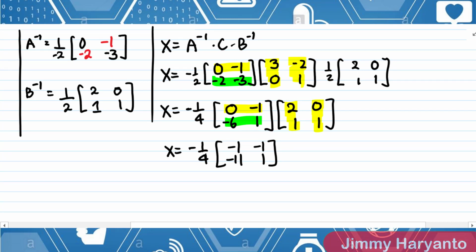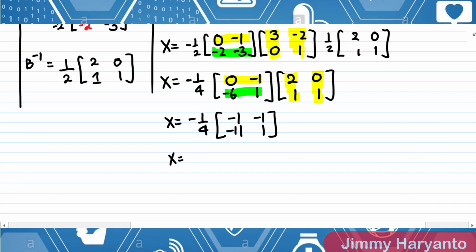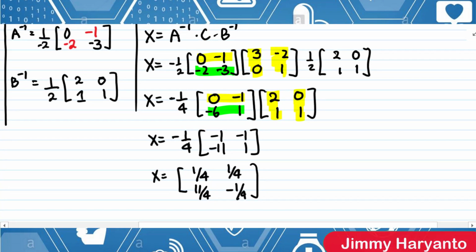You can leave it like this, or maybe you can multiply the negative 1 over 4 inside the matrix. 1 over 4, 1 over 4, 11 over 4, and negative 1 over 4. Here we go.